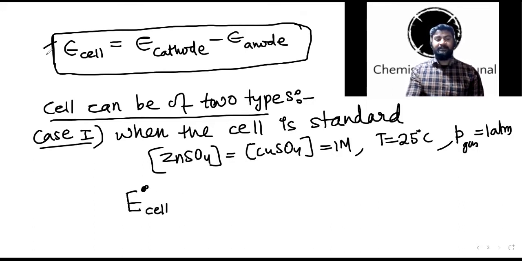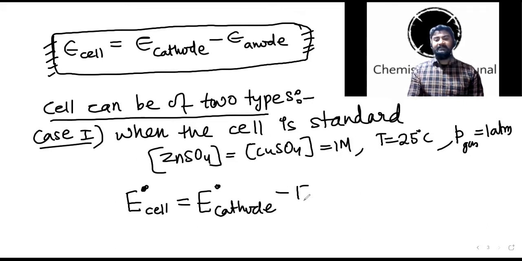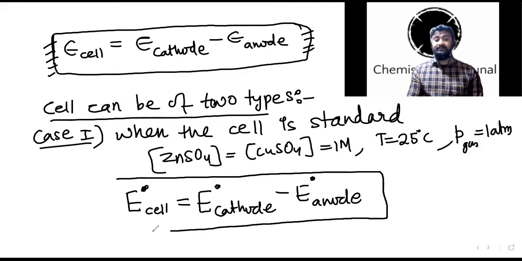At that time, this formula becomes E naught cell equals E naught cathode minus E naught anode. See, this becomes the formula. If the cell is standard, only then this is the formula. What if the cell is not standard? So case 2, when the cell is not standard.